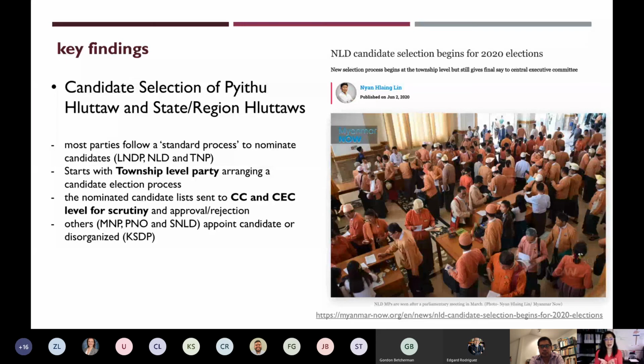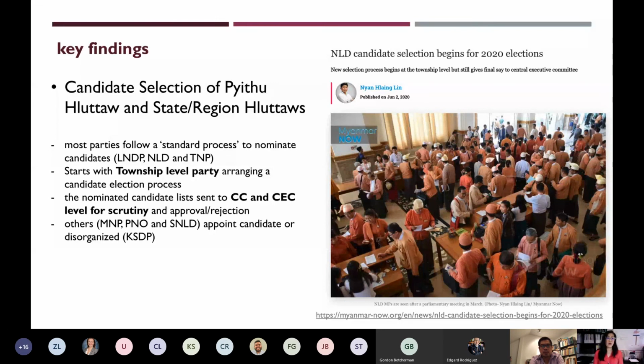candidates. They usually start at the township level, arranging a candidate election process. They have what they call a candidate selection team to go out to nominate, to ask people to join. Then the township level will have a candidate list, and they send it to the CC. The CC will vet and scrutinize the candidates, either rejecting some or approving them before they are sent up to the CEC for final approval.